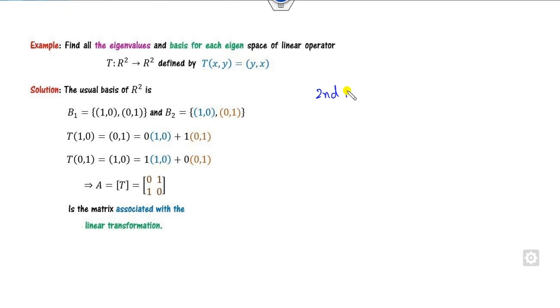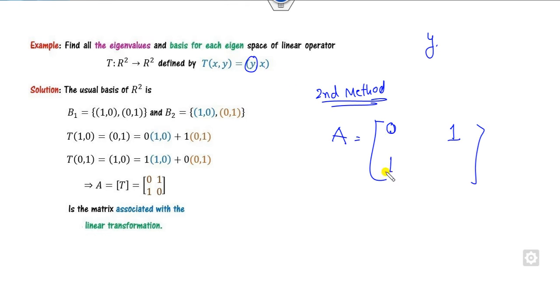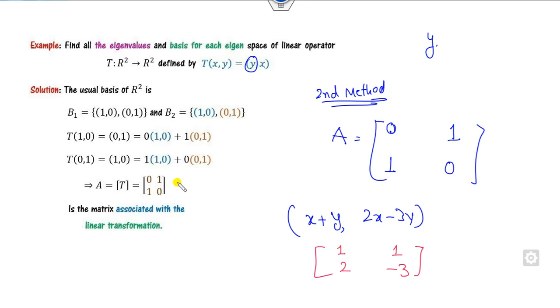Another method, you can also think about how you can check whether this is right or wrong. You can write the matrix A. The first column is my x, the second is my y. If my values are, say, x plus y, 2x minus 3y, then what will be my matrix? Coefficients of x, y, and x, y. This is my A. Now you can see that it matches with the same.